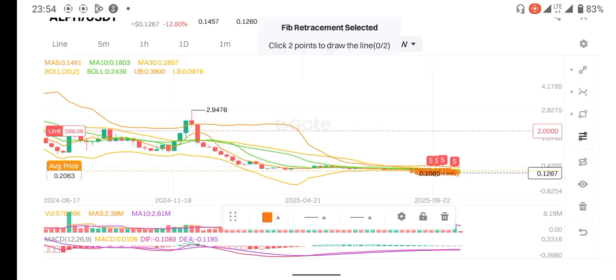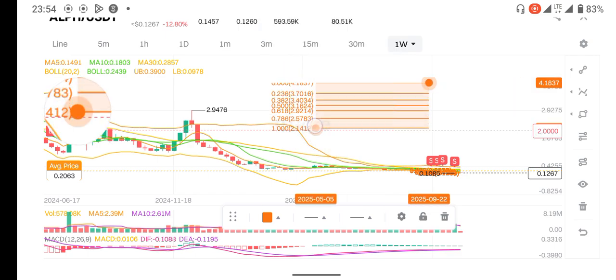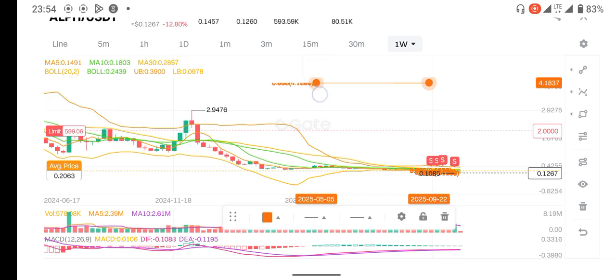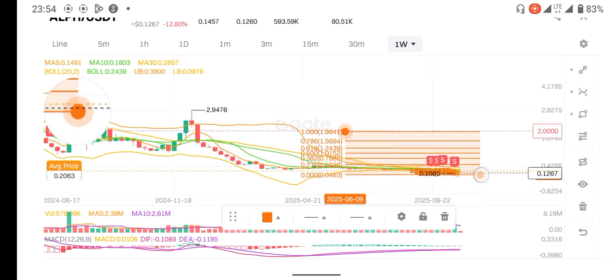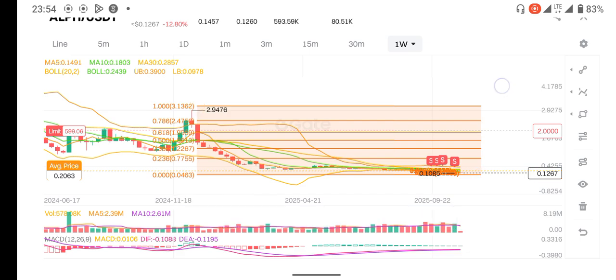So if we take a Fibonacci retracement here, we'll be having these levels. At 78.6, we're expecting the price to recover to around 0.25, and at 61.8, we're expecting the price to recover to around $2. Okay, the weekly time frame.